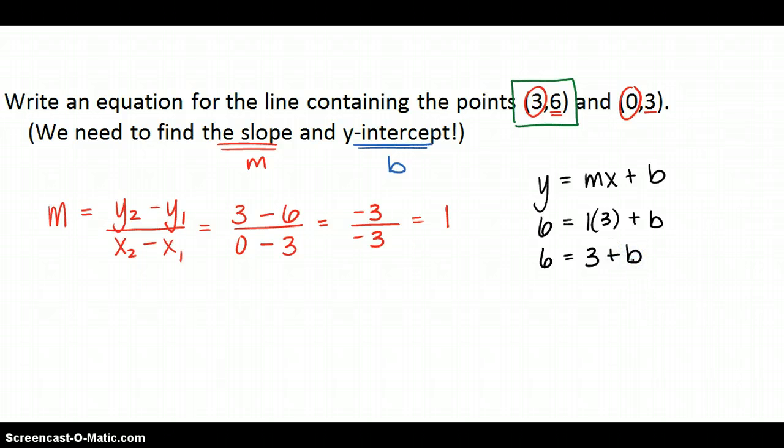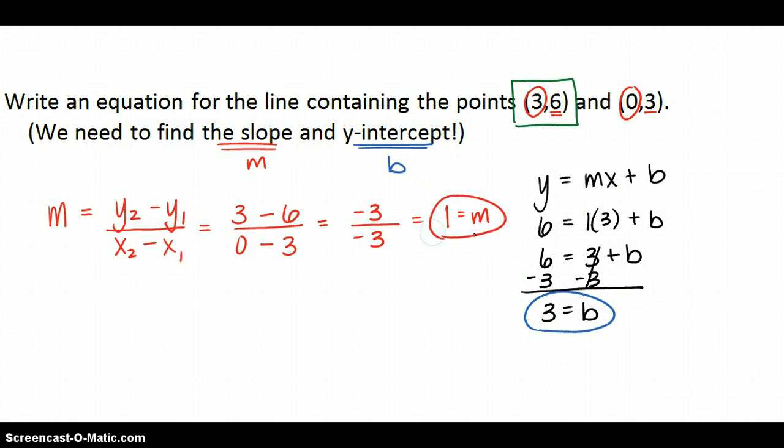And then we need to move the 3 off of the right-hand side. Since it's a positive 3, we're going to subtract it from both sides. And 6 minus 3 is also 3. So when I solve, I get b equals 3. So I have my y-intercept to be 3 and my slope to be 1. Your job is to take those two pieces of information and then to write your final equation. So my final equation in this case is going to be y equals 1x plus 3.